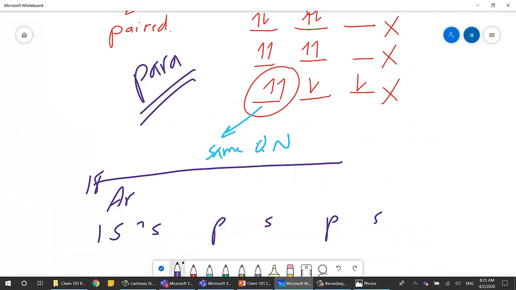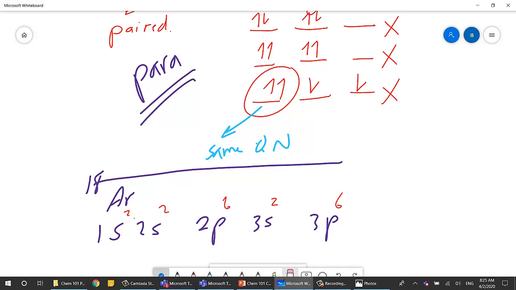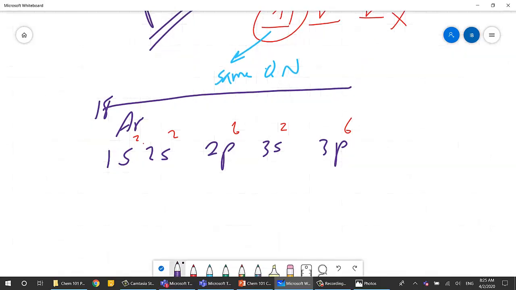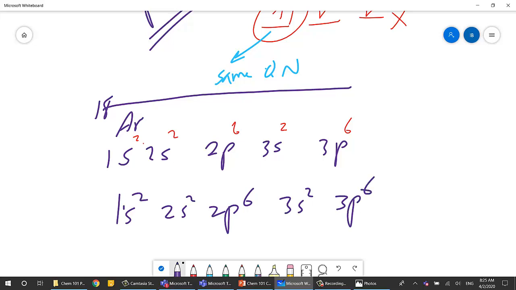So this is 1s, 2s, 3s, 4s, and this is 2p, 3p. Let's see. So this is going to be 1s2, 2s2, 2p6. That's 10, okay? And then 3s2, 3p6. 2 and 2 is 4, 10, 12, 18. Then there is no need for the 4s. You see, that's easy. This is called the electronic configuration for argon. In a clean way, it's 1s2, 2s2, 2p6, 3s2, 3p6.